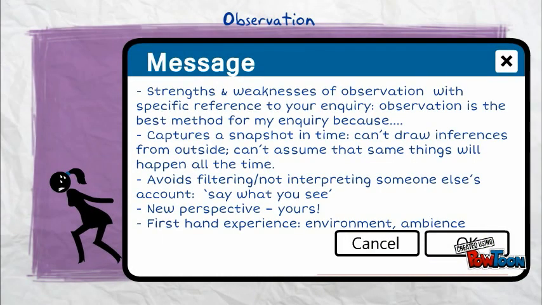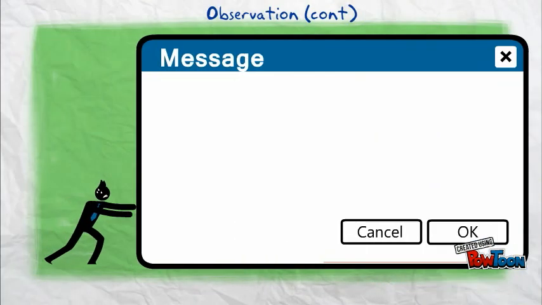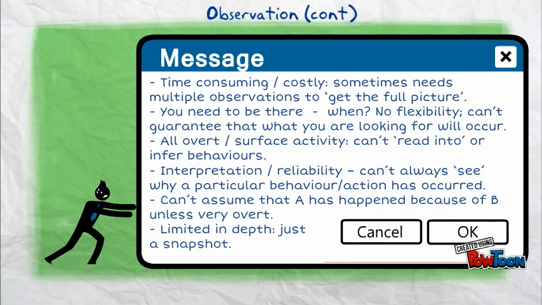Observation is another good way of getting data, but it does only capture a snapshot in time, and you can't assume that the same things will happen all the time, so it needs careful thinking about. Observation can be very time-consuming, and you can't guarantee that what you want to happen will happen when you are there. You mustn't read into or infer behaviour. However, it will give you some first-hand experience, and you will know what the environment is as well as the ambience.